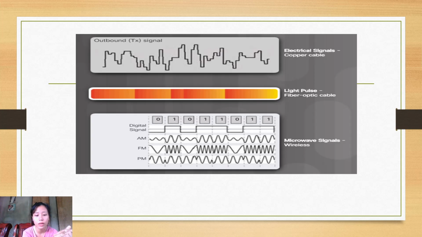The next one is light, which is the fiber optic cable. For the fiber optic cable, the signals are patterns of light. You can see it's like a pattern of light in the picture. Next, we have wireless, which uses microwave signals. For wireless, the signals are patterns of microwave transmission, as we can see in the picture.